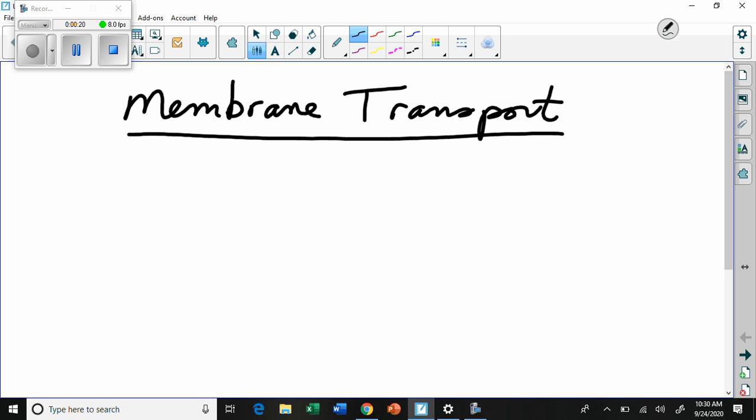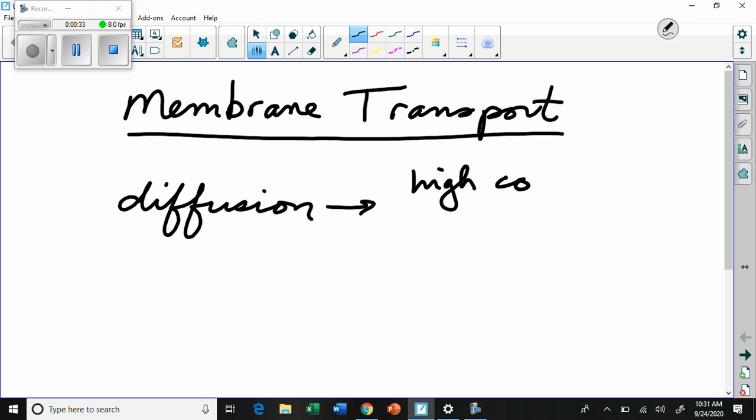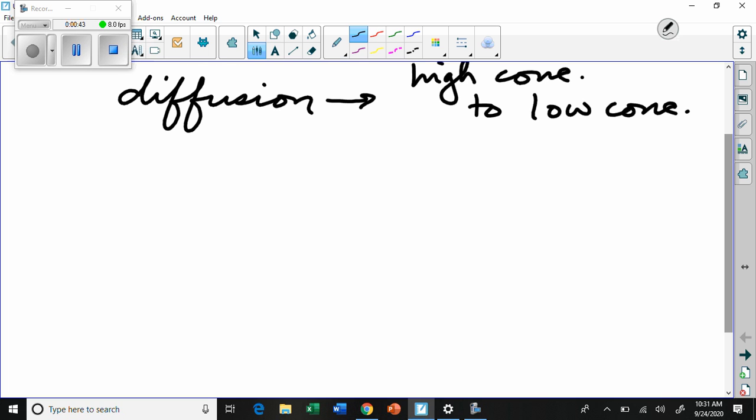So we'll just quickly talk about diffusion. Diffusion does not necessarily require a membrane. Diffusion is just the movement of anything from a high concentration to a low concentration, right? High to low. So with concentrations, it's important to think about them as gradients or slopey lines. So let me talk a second about gradients.